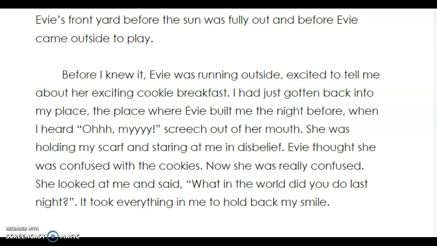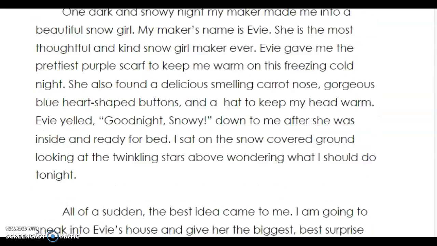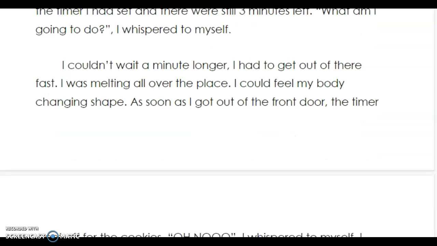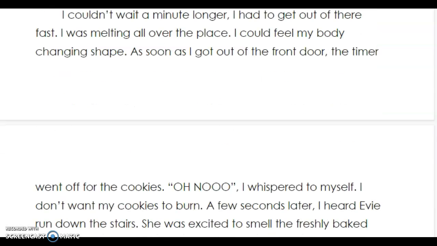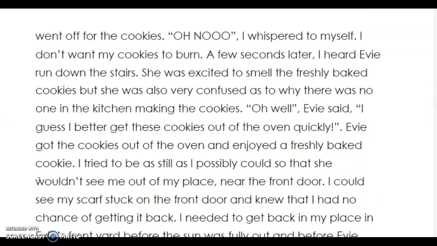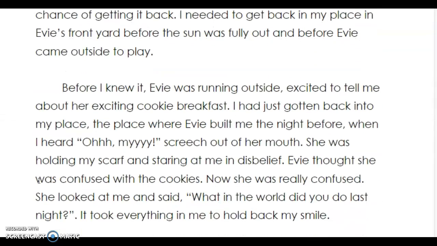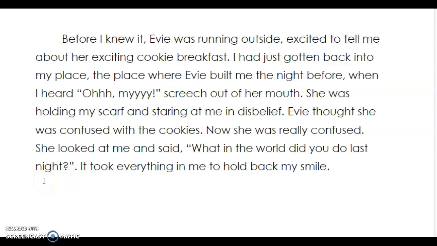I hope you guys have fun writing yours. Remember to reread your first two paragraphs to make sure that your third flows with it. Get your third paragraph done, your solution to the problem, and then the fourth paragraph, your snow person needs to be back outside of the house, and maybe the maker comes out and realizes what's happened to you and kind of questions it as well.